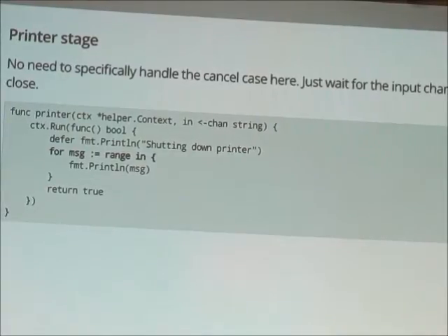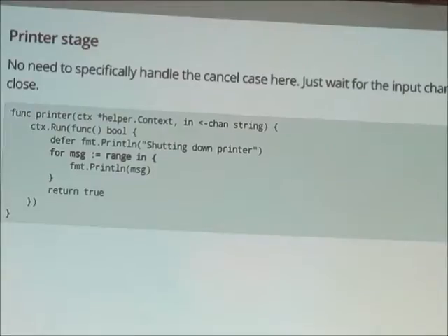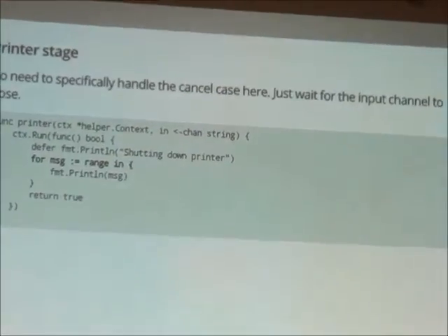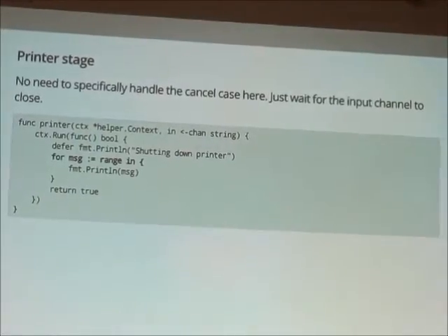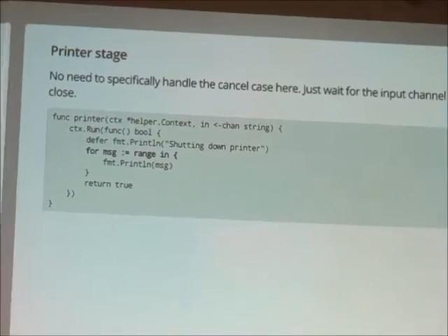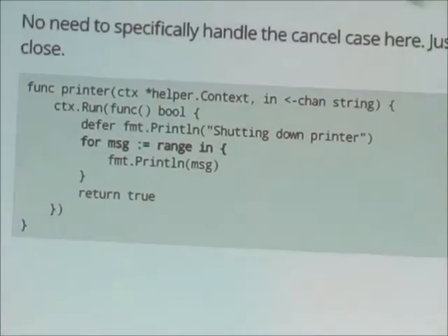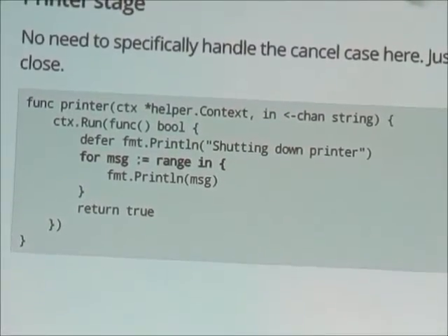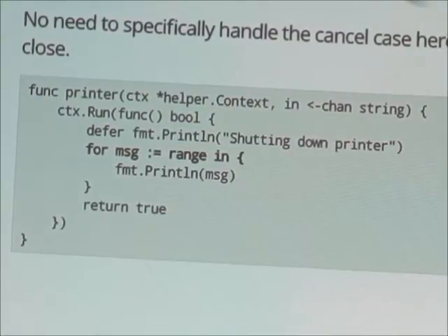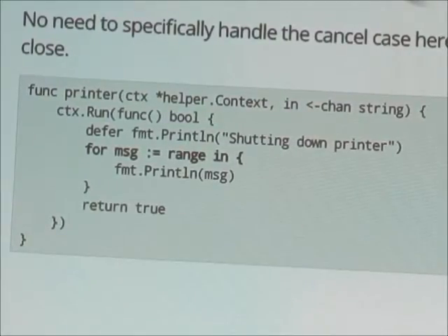So this is now the functionality that we used to handle in main. Now we have a printer stage. The printer stage is going to use the range operator to iterate over input messages. And the nice thing about the range operator, as I mentioned last time, is that if the channel closes, it exits the for loop. So it's syntactically nice to read. In this case, we're iterating over the messages on the input channel until the channel closes, and we're just printing them out.